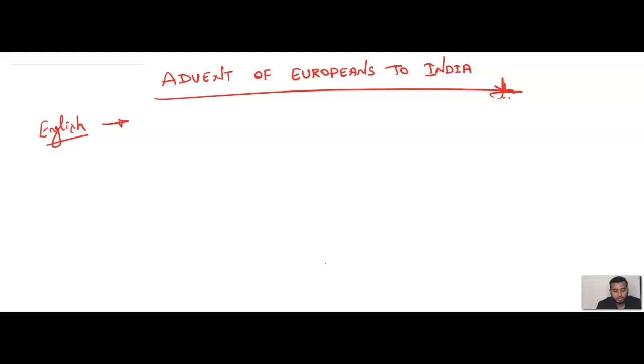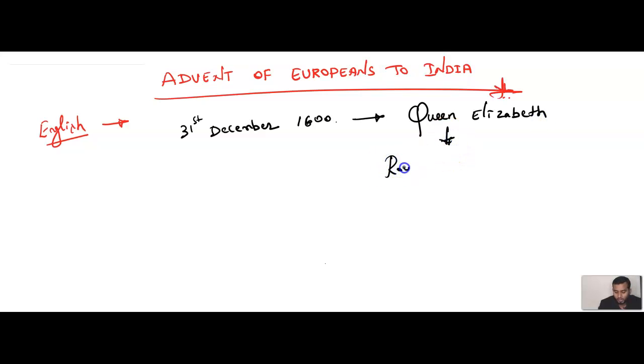On 31st December 1600, children, the dates are important in social. On 31st December 1600, what happened? Queen Elizabeth issued a royal charter authorizing the East India Company to trade with eastern countries for 15 years. Are you getting, children? 31st December is one of the very historical moments. This date is very important. Queen Elizabeth issued a royal charter. She has given the permission for the East India Company.